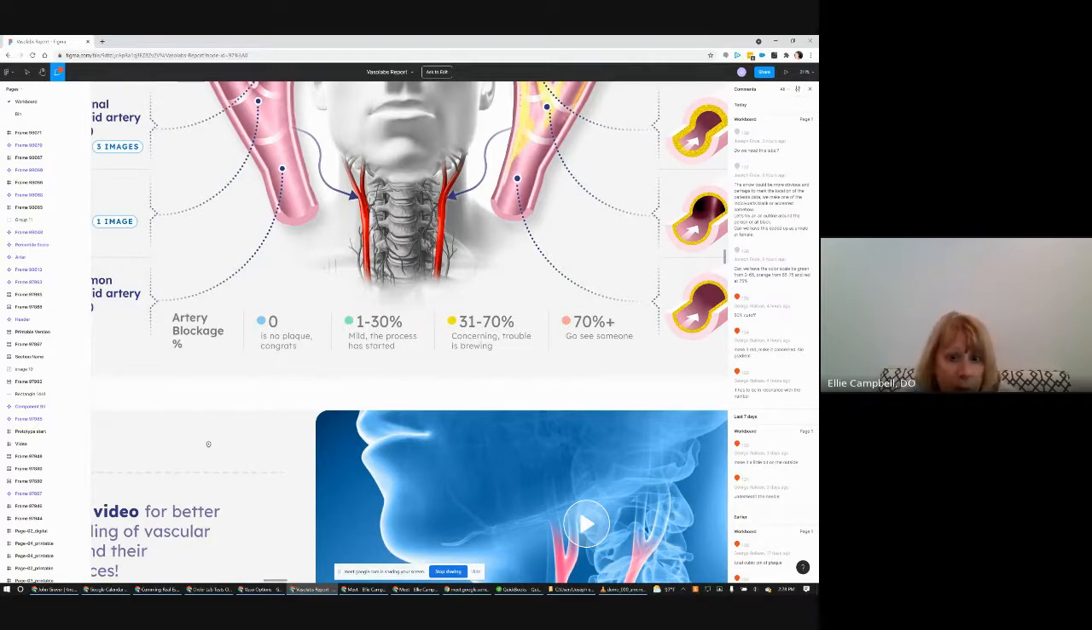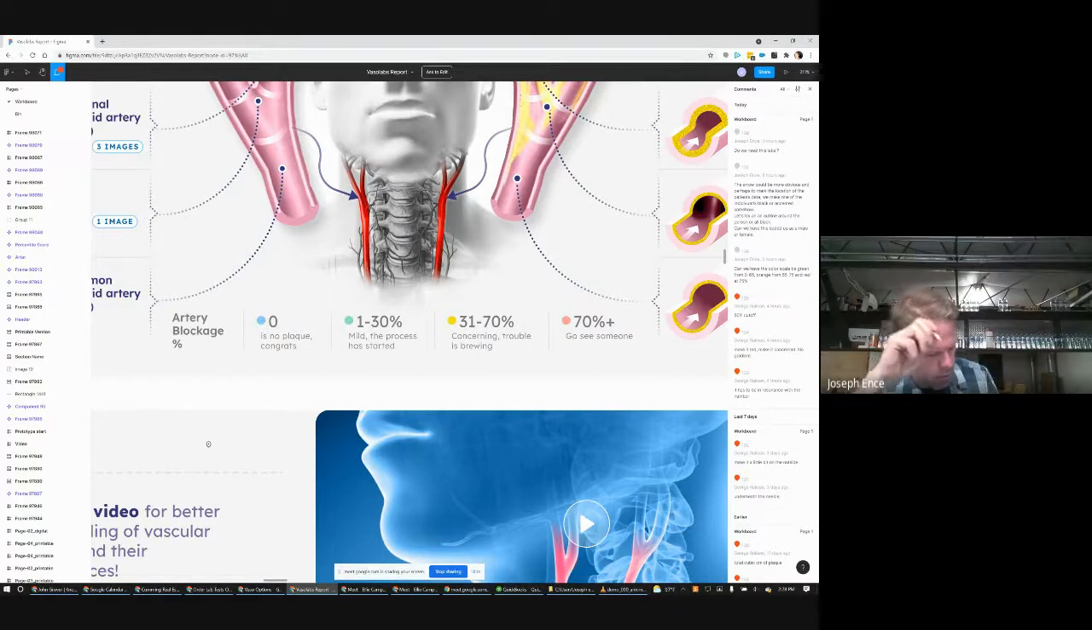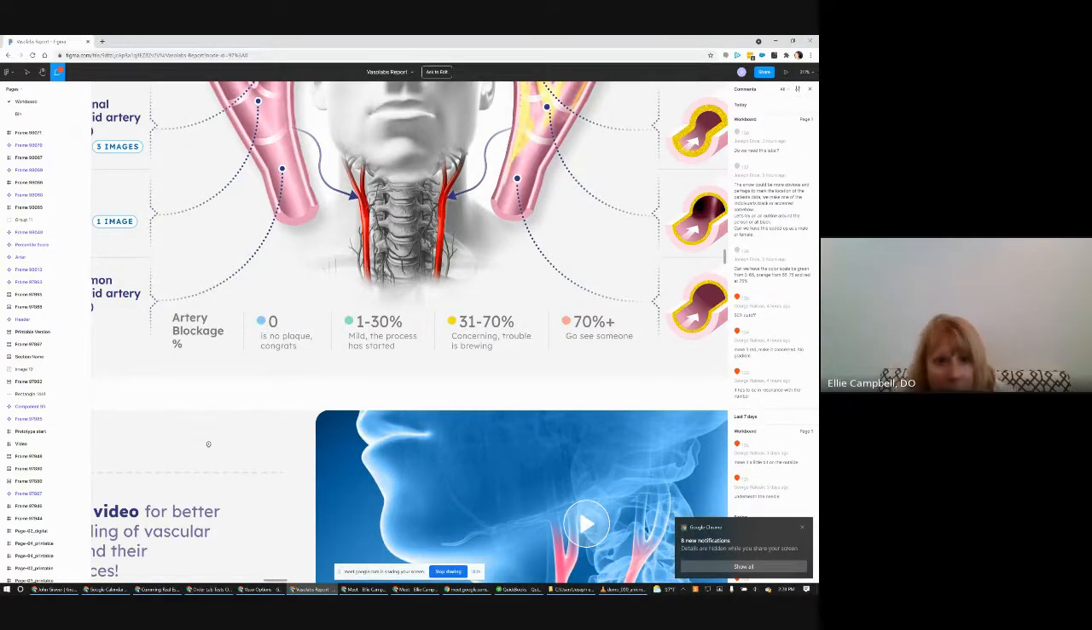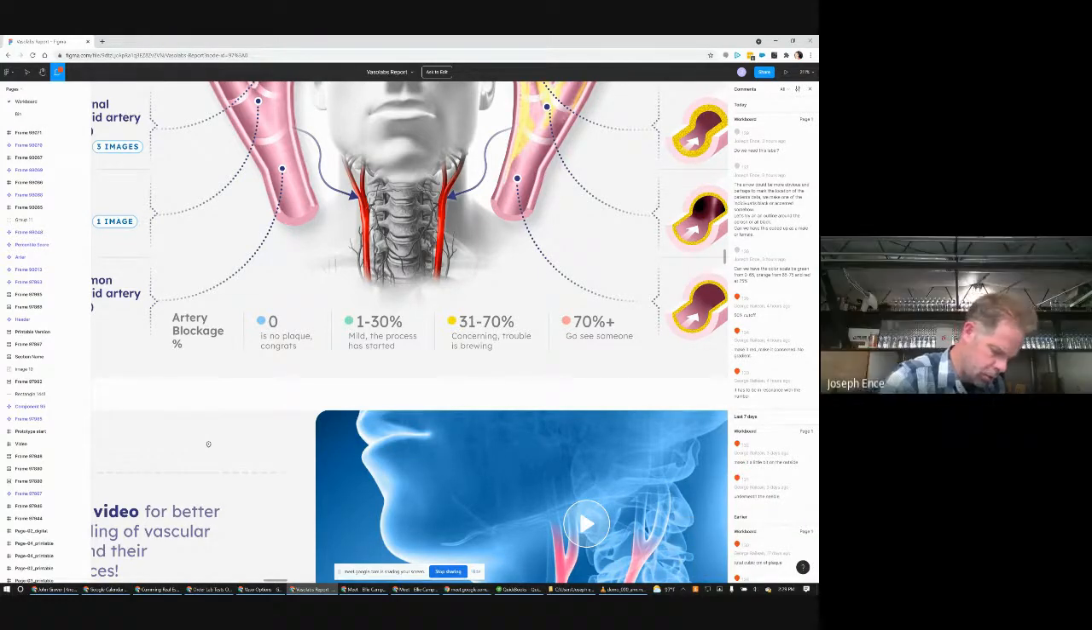Everybody 70 and over, they all go see the vascular surgeon. Always, every time. 30 to 70, those are the people that go get a cardiac stress test. We're more aggressive with those people. Yeah, for sure.